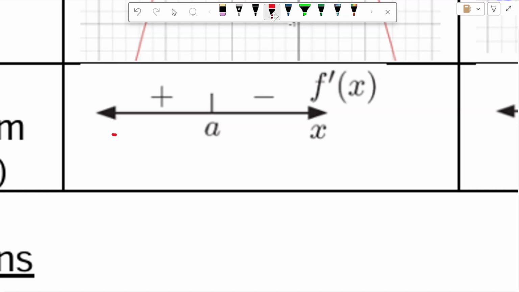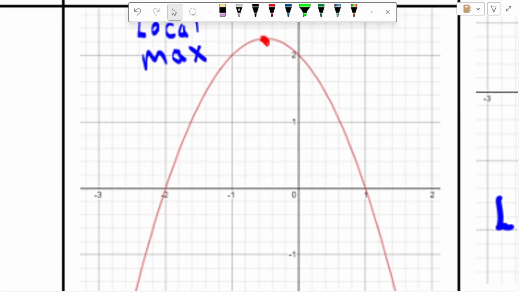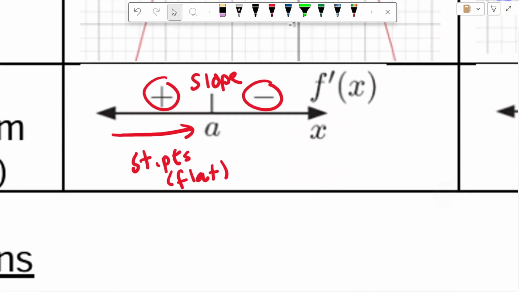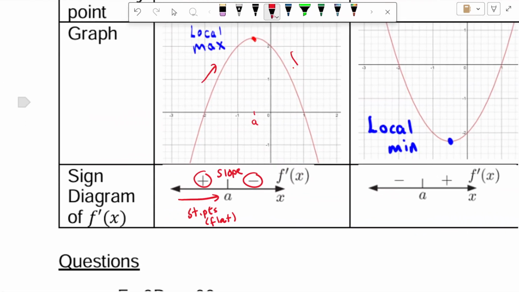The numbers that end up going here are your stationary points, so wherever it's flat. And then the pluses and the minuses will represent your slopes. So you can see this one, for example, this graph is flat at that value A. It sloped up until A, and then it sloped down after A. So that's what the sign diagram sort of looks like in context of the function.